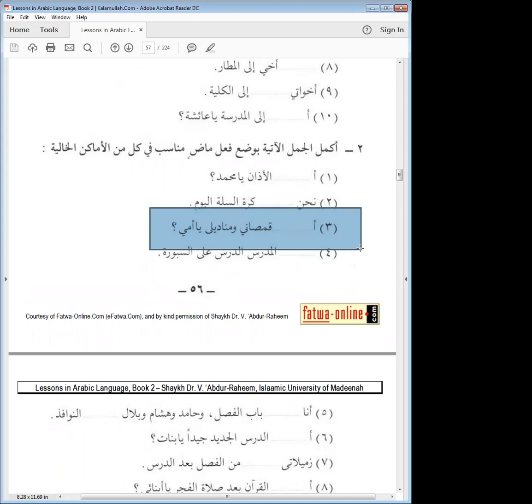So the end of the sentence or the end of the question there gives us the clue as to which form we're using. All right. So ya ummi, oh my mother. So it's second person feminine singular, which is anti. Okay, so anti dhahabti, anti qara'ti, anti kharajti, and so on, right? So in this case it's ghasala, so it's ghasalti قمصاني ومناديلي يا أمي. Did you wash my shirts and handkerchiefs, oh my mother?